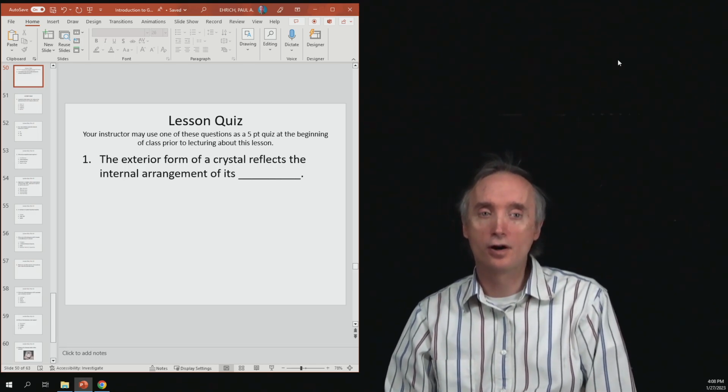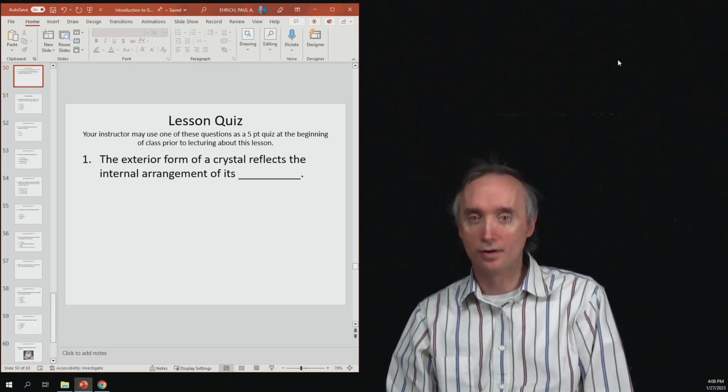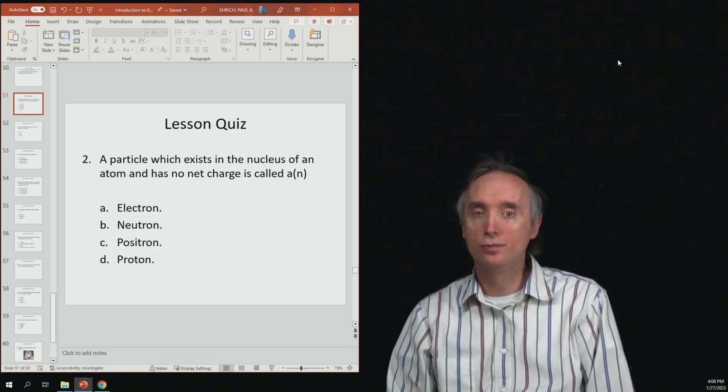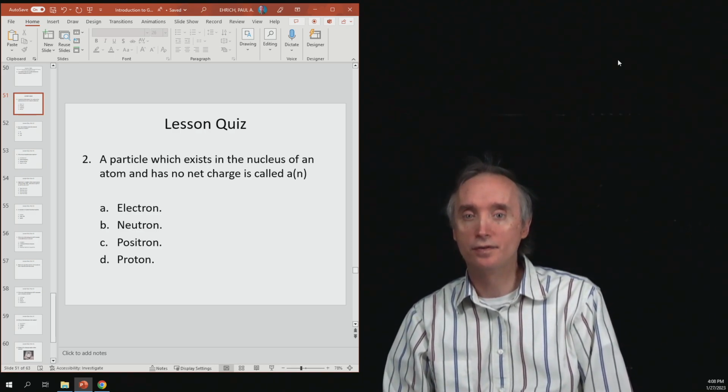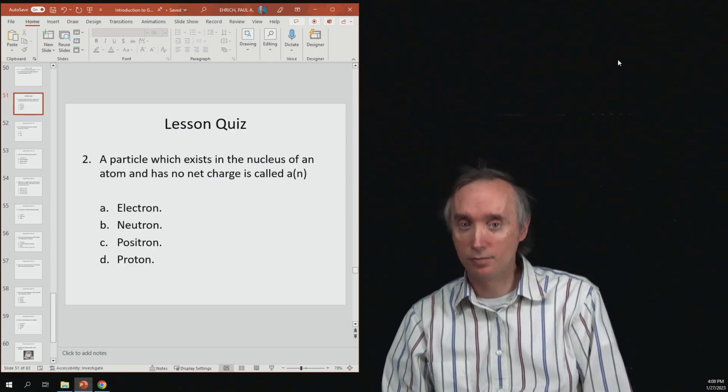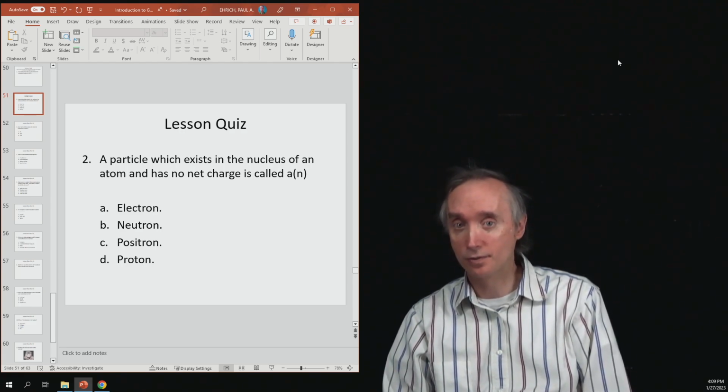Okay, it's time for our quiz over this lesson on minerals. So, question number 1, the exterior form of a mineral reflects the internal arrangement of its atoms. So, atoms are inside of minerals. Number 2, a particle which exists in the nucleus of an atom and has no electrical charge is called a neutron. So the protons were positive, the electrons were negative, and the neutrons were neutral.